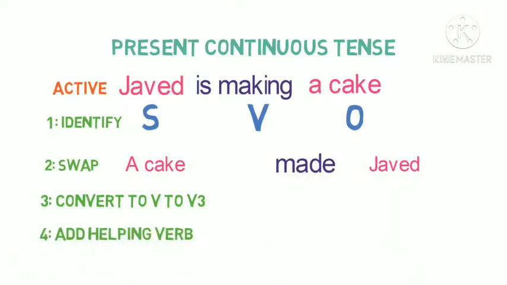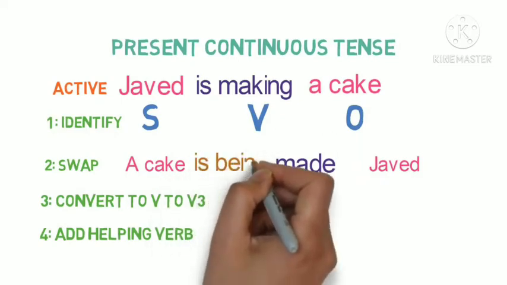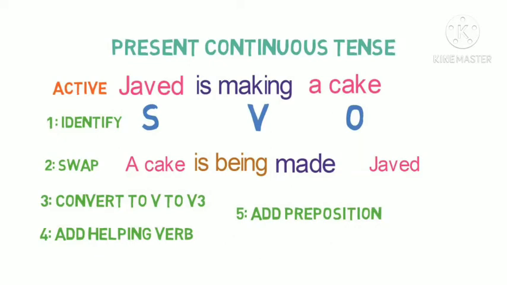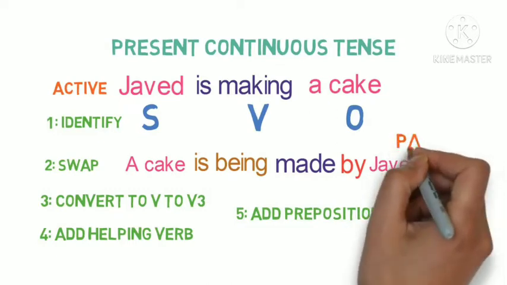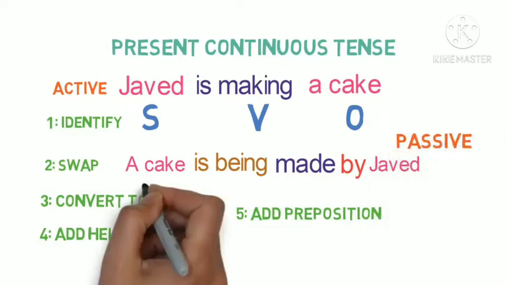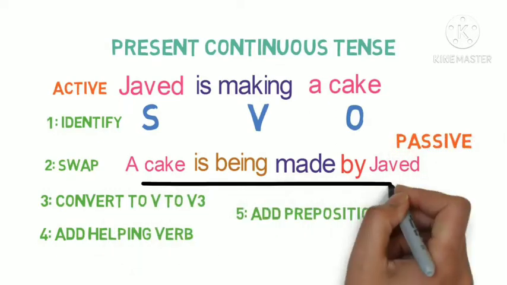Then add the helping verb. So it is a continuous tense, so we should write like this: is being. Then add the preposition by. So the sentence in passive voice is like this: a cake is being made by Javed. This is in passive voice.